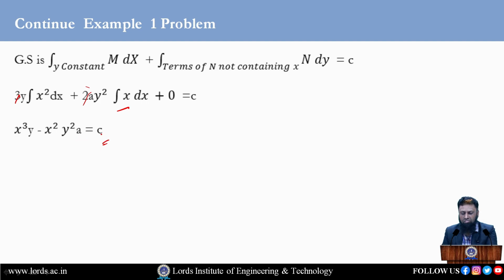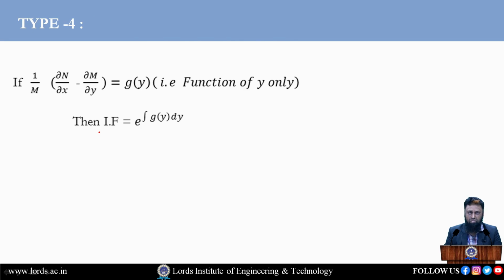Now we go to the last type, type 4. Type 1 is not satisfied, the given equation is not homogeneous, and it is also not in type 2, y into f of x comma y dx plus x into g of x comma y dy equal to 0; that condition is also not satisfied. Then the third condition, 1 by n into dou m by dou y minus dou n by dou x, if we do not get a function of x, then we go to type 4.